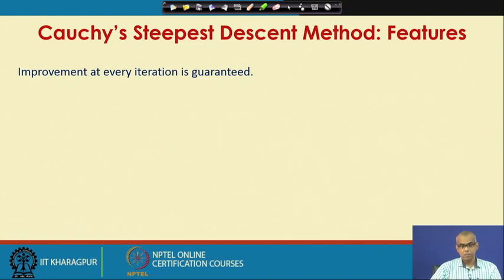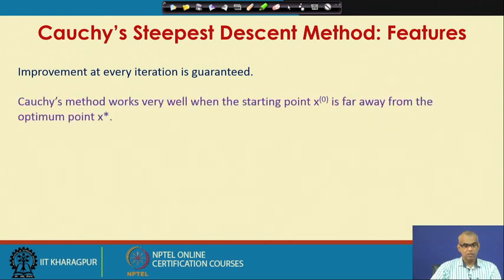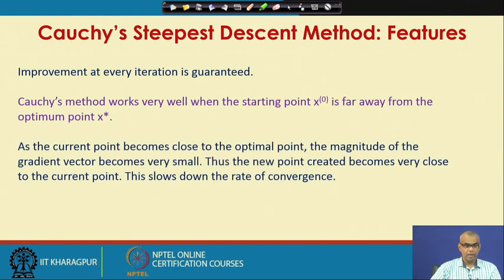These are some interesting features of Cauchy's steepest descent method. Improvement at every iteration is guaranteed, because we are talking about a descent method. Cauchy's method works well when the starting point x 0 is far away from the optimum point. As the current point becomes close to the optimal point, the magnitude of the gradient vector becomes very small. Thus, the new point created becomes very close to the current point. This slows down the rate of convergence.